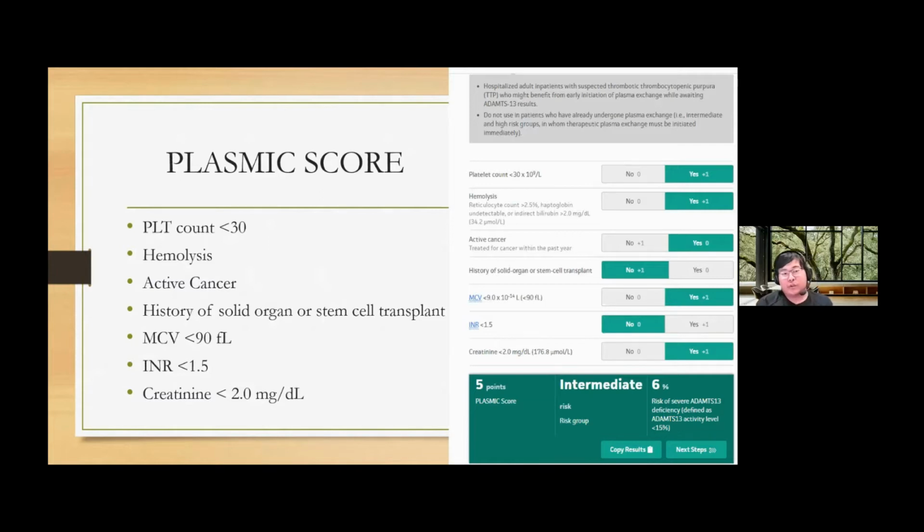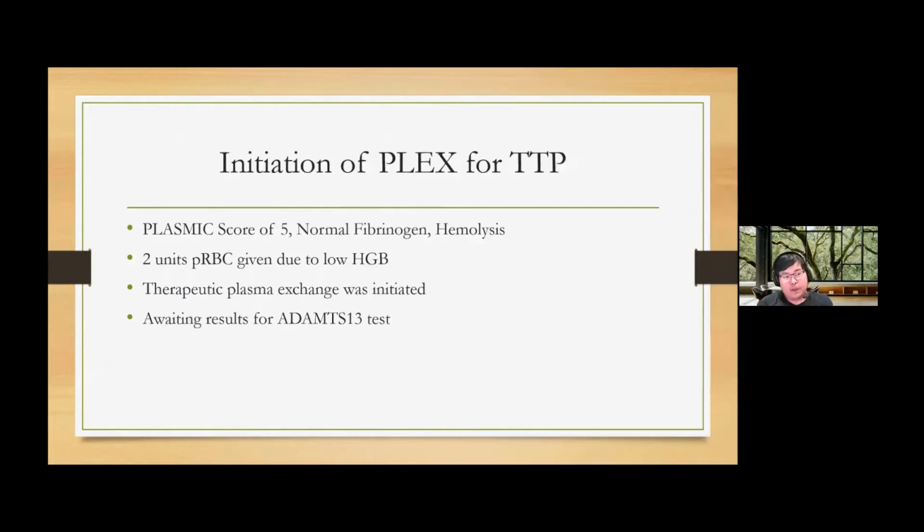So what do we do here? In the emergency department, we initiated PLEX therapy for TTP. She had hemolysis, normal fibrinogen, and she had a PLASMIC score of 5.